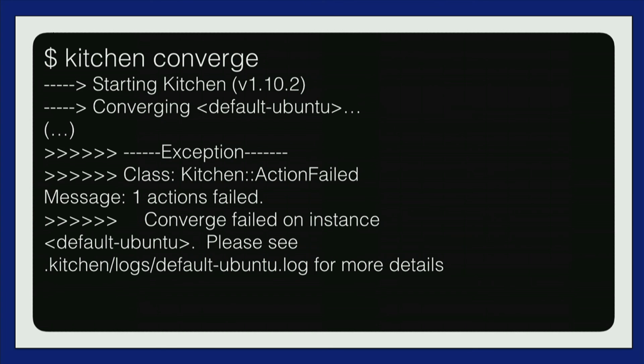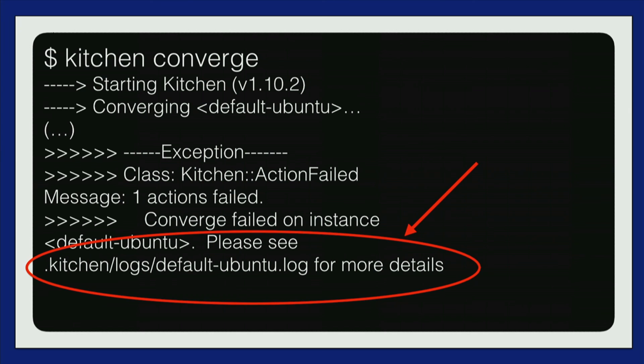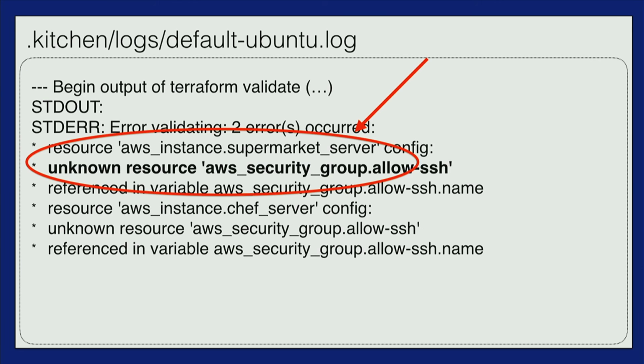And the first time I run this, I'm going to get an error that the converge fails. So I'm really glad I tested this before I deployed it to my production infrastructure. So let's look at that file .kitchen/log/default-ubuntu.log and look at the details of why this converge failed. So taking a look at this file, it looks like our AWS instance resources are trying to access the AWS security group resource, but no longer can since that resource now lives within a module.